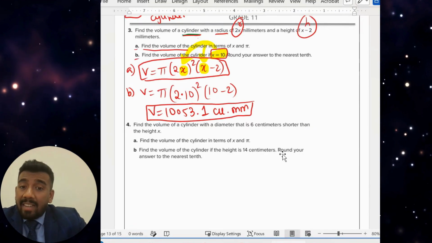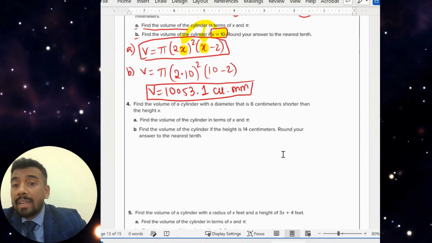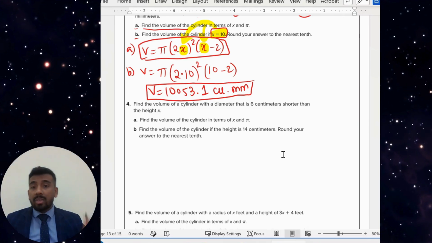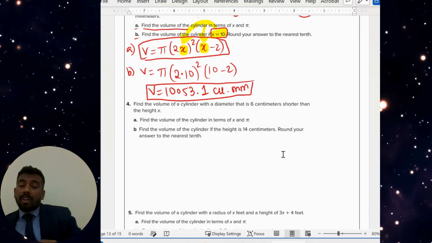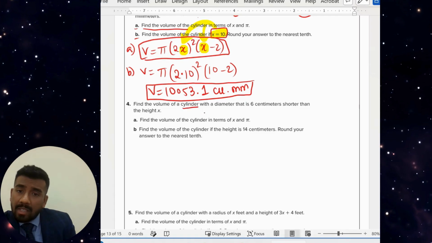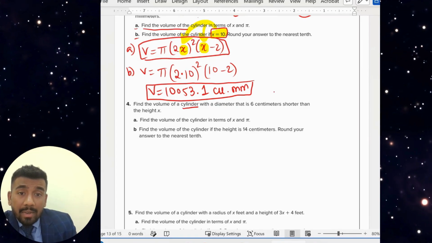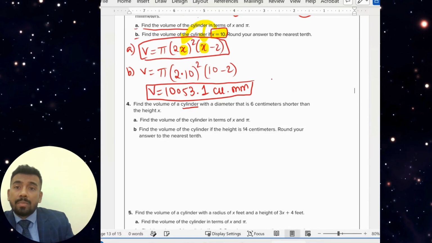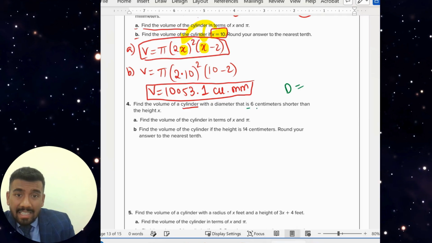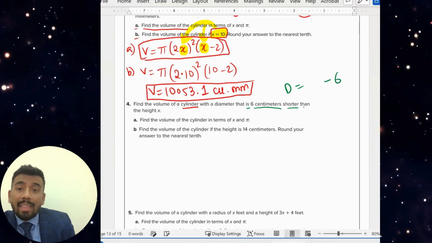Find the volume of a cylinder with a diameter that is 6 centimeters shorter than the height. Here there is some play with words. They have not straight away given you this is x, this is 3x, this is the radius. So you have to find it. But you guys are smart enough. For a cylinder you need the radius, but what is given is the diameter, that is D. Diameter is 6 centimeters shorter. What do you mean by shorter? Minus. So minus 6 than the height.